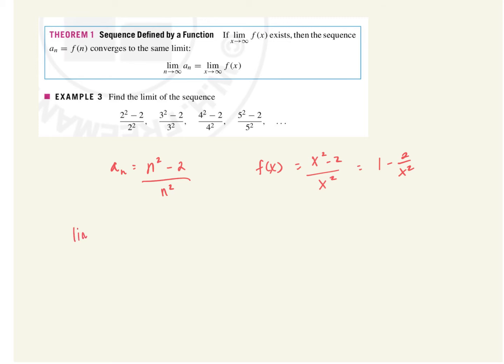So our theorem states that we can then compare the limit as n approaches infinity of a sub n and name that equal to the limit as x approaches infinity of 1 minus 2 over x squared. And if we evaluate this as x approaches infinity, then this becomes 1 minus 0, or just 1. Right? When our degree in the denominator is larger, this term always zeroes out at infinity.